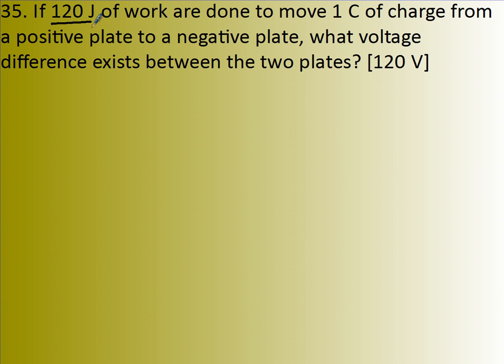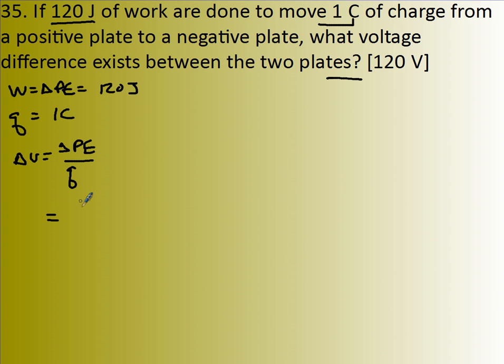All right, if 120 joules of work is done to move 1 coulomb of charge, what voltage exists? Let's see. The work is going to equal the change in potential energy, which is 120 joules. Q is 1 coulomb. Now I know that there's a relationship that is the definition of electric potential, which is the change in potential is the change in potential energy per unit charge. So this is going to be 120 joules divided by 1 coulomb, or 120 volts.